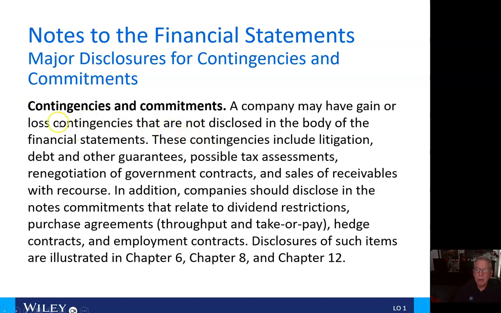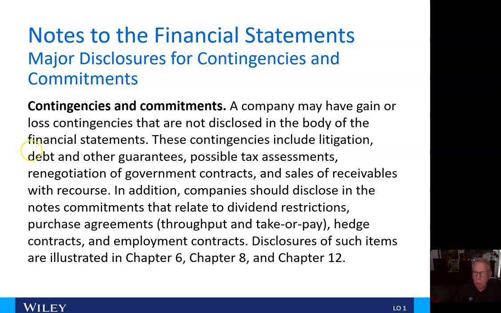Contingencies and commitments. Here, a company may have gain or loss contingencies that are not disclosed in the body of the financial statements. These contingencies include litigation, debt, and other guarantees, possible tax assessments, renegotiation of government contracts, and sales of receivables with recourse.